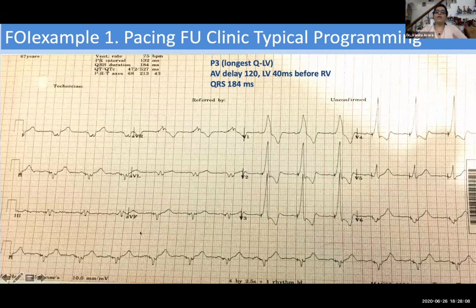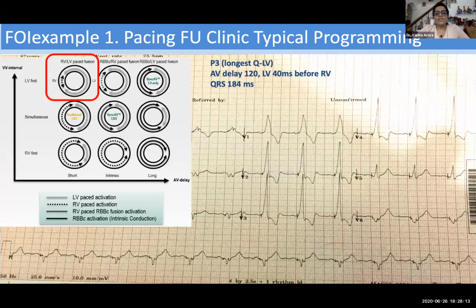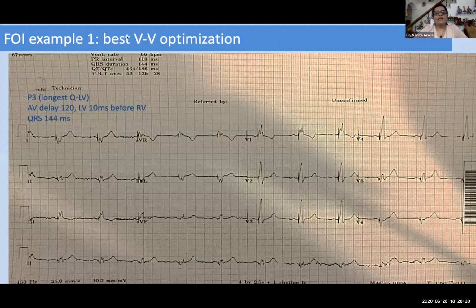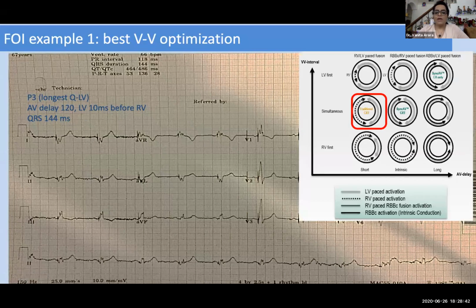What can we do to narrow down the QRS to have a better result? Because the forces here are totally from the left, they are left-paced activation. What we do is make it less early. We reduce the LV first to 10 milliseconds before RV, and we have a better QRS. It is narrower. V1 is still positive. Lead 1 is negative, and this is better. So this is the standardized traditional CRT pacing that we get.